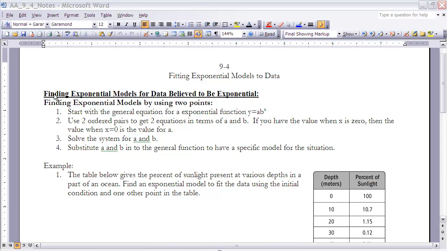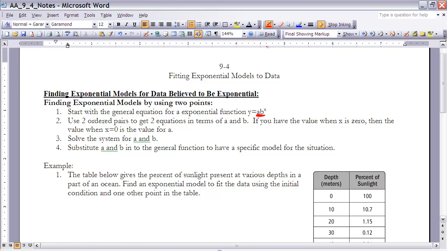And the first thing I want to do is look at finding exponential models for data that we believe are exponential. There are two different ways that we're going to look at doing this. The first is without your calculator's resources, and the second is with it. In this first method, we're going to follow these four steps. We'll start with the general equation y equals ab to the x, and to go from that general equation to a specific equation, I need to figure out what a and b are. So I need to find those two values in order to get a specific equation.